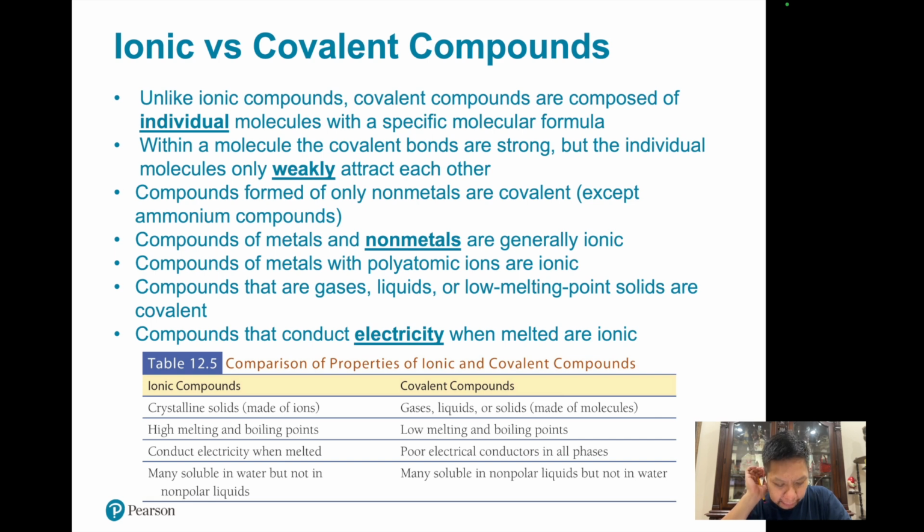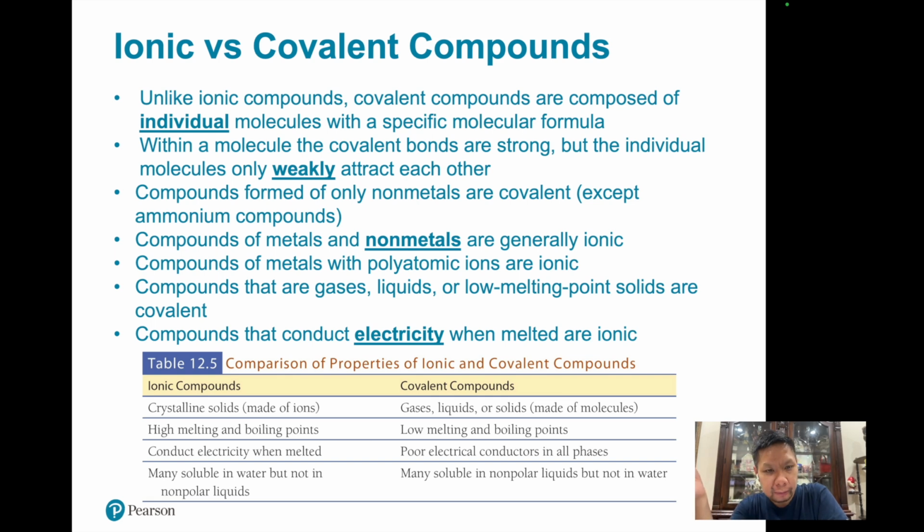covalent compound, right? Well, unlike ionic compounds, covalent compounds are composed of individual molecules, with a specific molecular formula, which is very different from an ionic compound. Remember, we looked at salt, and salt was a cube, right? A crystal cube that had alternating chloride and sodium ions back and forth, until you had a big crystal of salt. And each one of those sodium chloride pairs is called a formula unit, right?